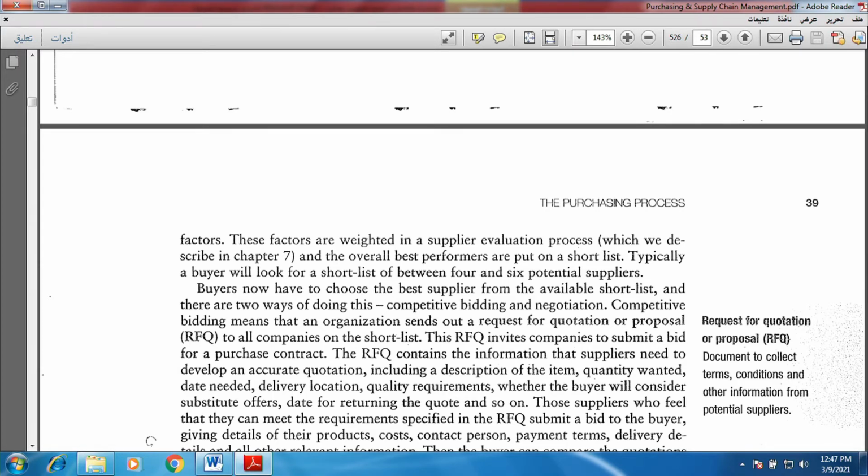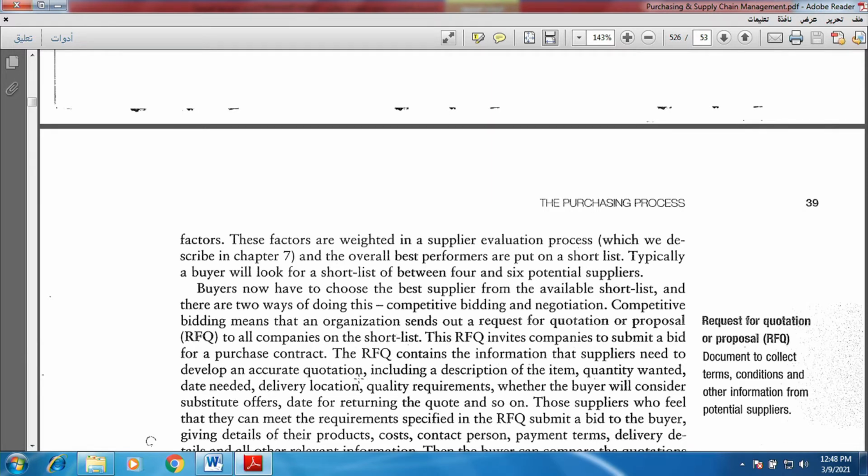And the proposal consists of a technical one, which describes the technical process or the technical features of the services, products, or materials that the suppliers could offer, plus the financial offer for these commodities or services. So the RFQ is a document to collect terms, conditions, and other information from whom? From the potential suppliers, whom we expect to be our suppliers, so we expect that they have these papers or these abilities. The RFQ is a written format for the supplier's abilities.